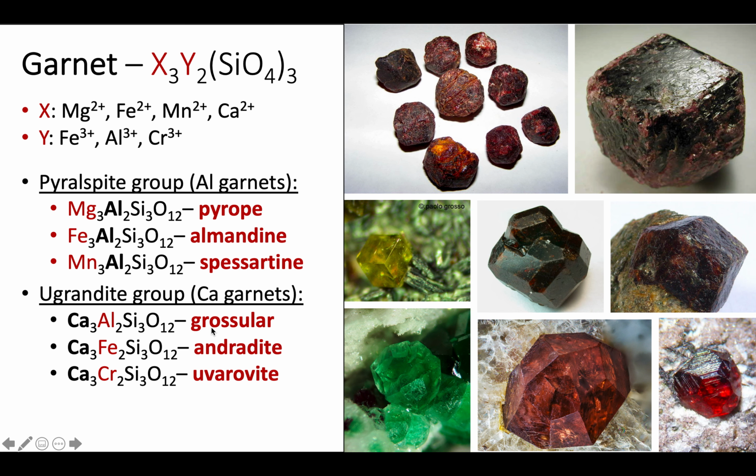In the ugrandite group, we have calcium now as our X component for all of them, and our Y can vary. Grossular is going to be our calcium aluminum garnet, andradite is our calcium iron garnet, and uvarovite is a calcium chromium garnet. Showing some examples of these garnets on the right here, you'll see they come in several different colors, mostly red and dark red, but sometimes yellow or green, and we'll talk about which of these minerals can take on those different colors.